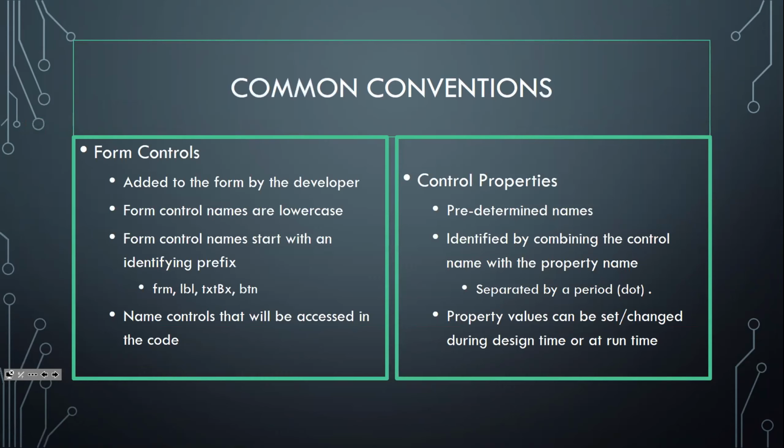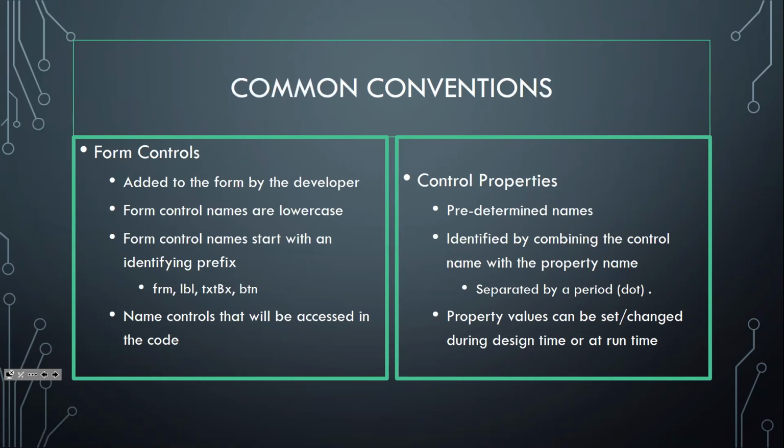Form control names usually start with an identifying prefix. We've seen that so far. We've named things txt if they're text boxes, btn for button, just some sort of prefix like that that categorizes our control. We always want to name controls that are going to be accessed in the code. We'll see that sometimes if we're using really advanced controls that we'll only have one of, like a menu across the top of our form, we might not rename it. Depends on how our conventions are, what we're working with.